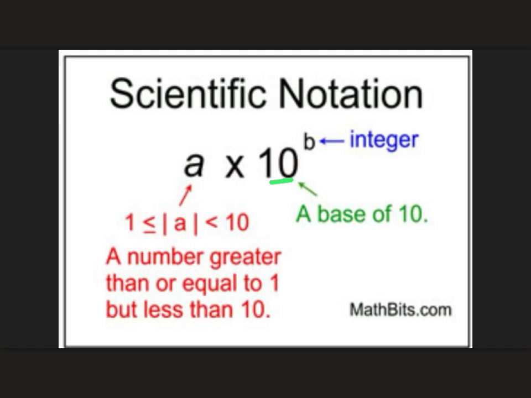Then you multiply by 10 to some integer, positive or negative. B can be positive or negative. So let's show you how this works. Now, on the calculator, you have to hit the second button and a comma, and you will see E pop up. Or maybe you'll see a capital E. I think you see a capital E pop up.